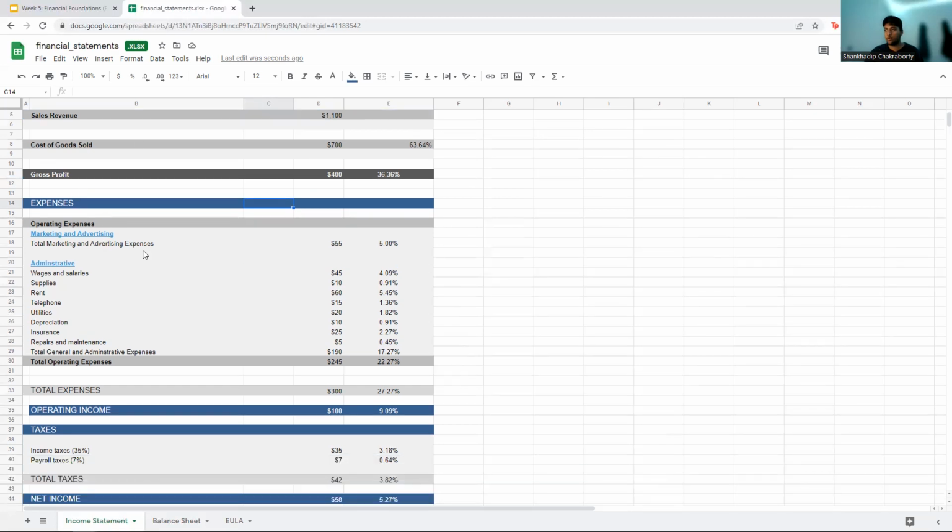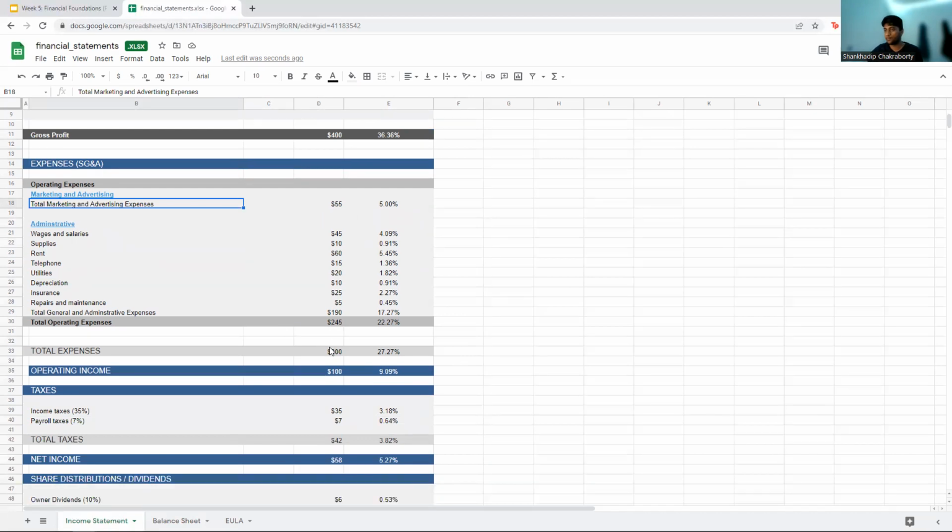Once you get that, you do all of your expenses, or another word for that is SG&A, selling, general, and administrative. These are all the administrative costs: depreciation, insurance, wages, all the kind of fixed costs. And then marketing and advertising also falls within SG&A. And there's some other costs that fall into that as well, such as amortization. Total all of those up, you get operating expenses.